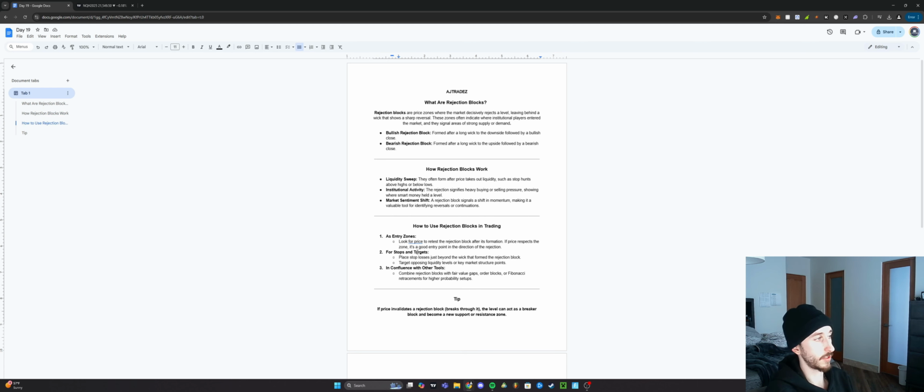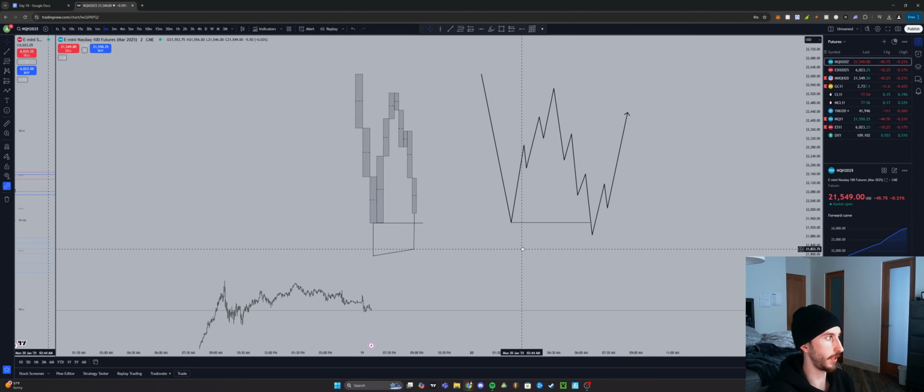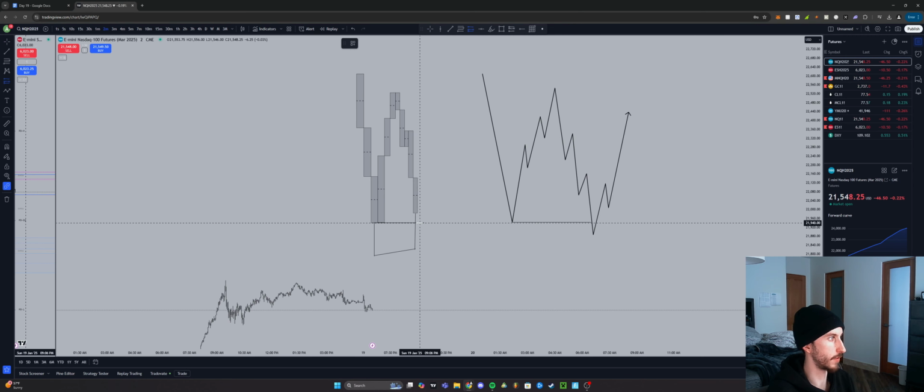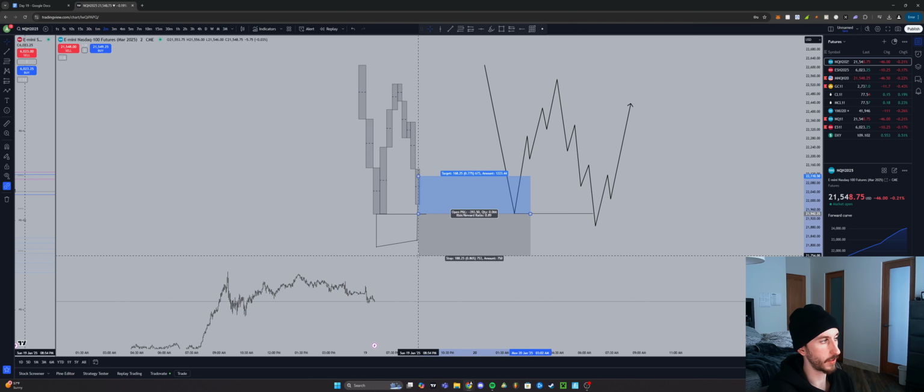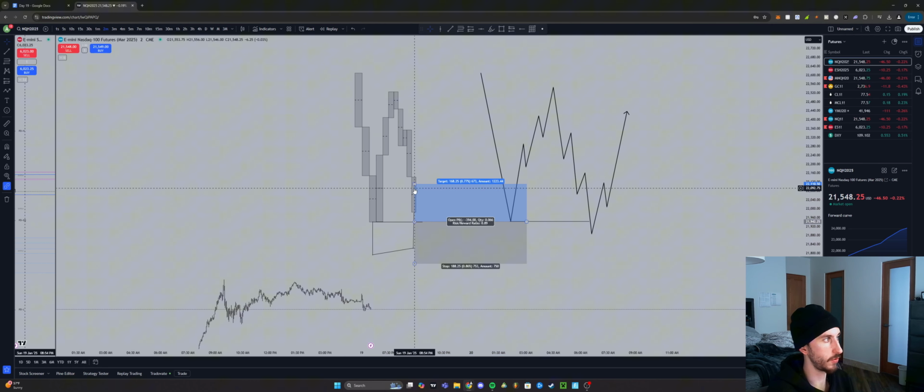So for stops and targets, place stop losses just beyond the wick that formed the rejection block, and then target opposing liquidity levels or market structural points. Just like I showed you here, if you decided to go long off of this rejection block, you would put your stop at that swing low, anticipating that it won't get taken out. You can even put it a little bit more below just in case it decides to do that, and then of course you target the opposing end of the range.